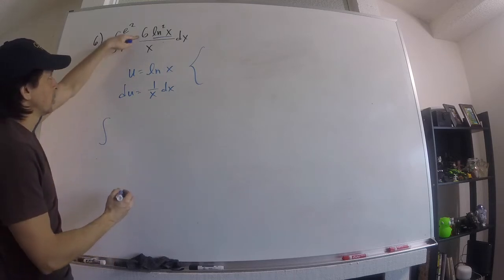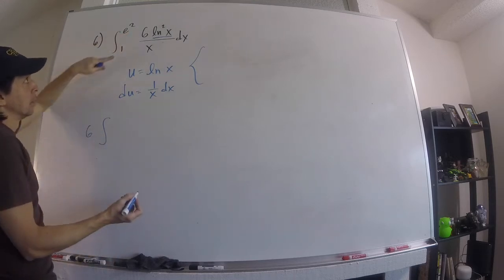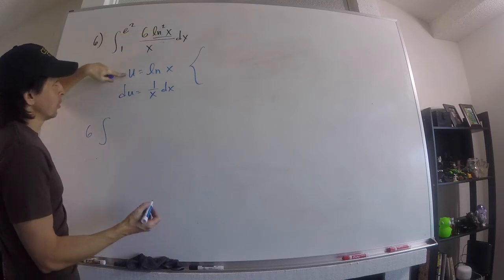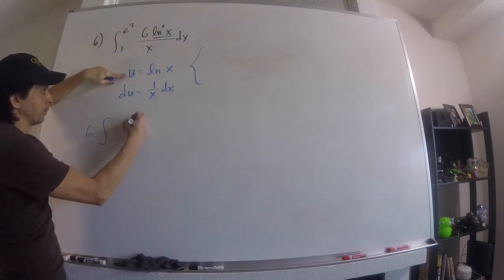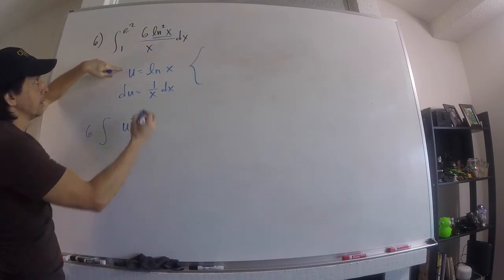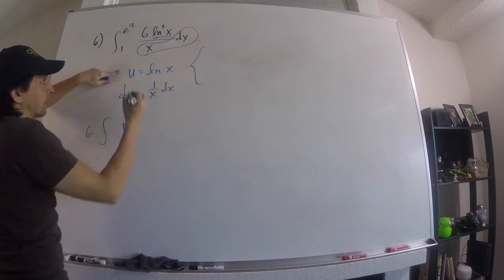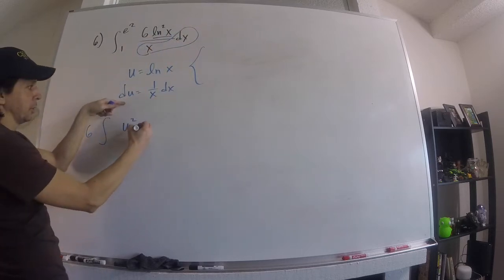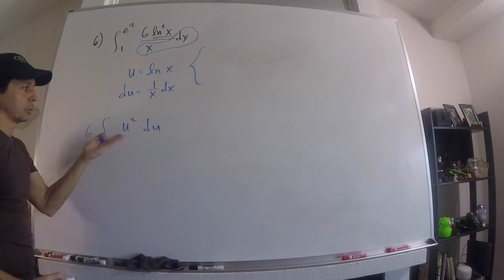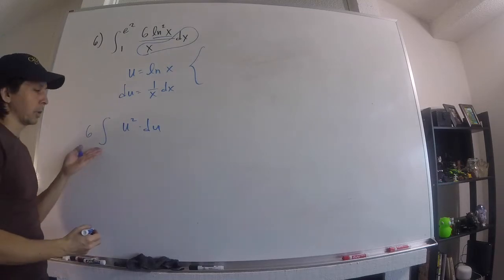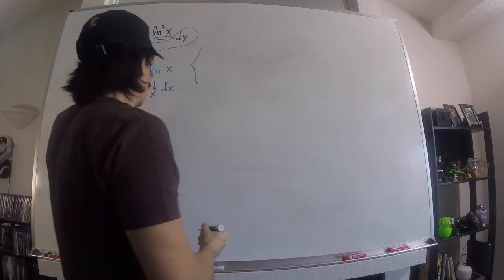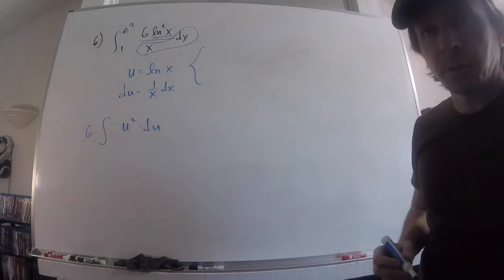The 6 I can pull out. That ln squared, u is ln, so that's just u squared. And then the 1 over x and the dx is right here. It accounts for du. So it's good. Yeah, that's definitely doable. So that worked. The pieces fit together. So using the ln of x as a substitution is the way to go here.